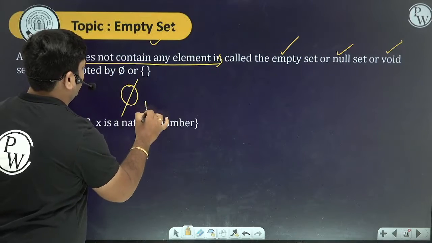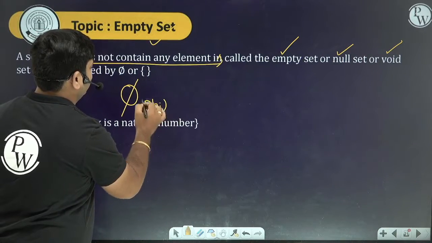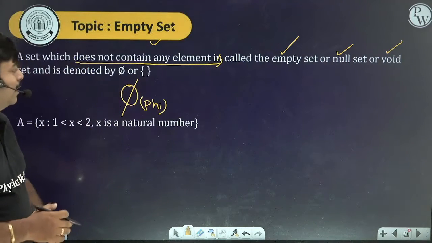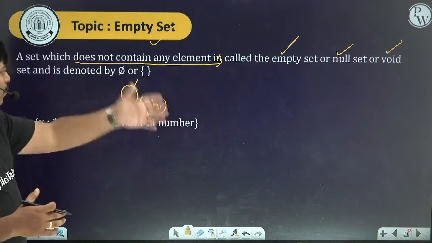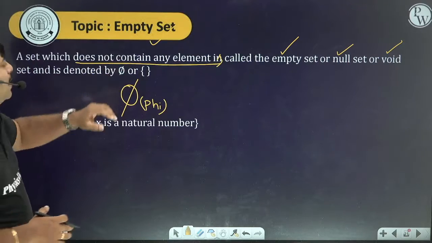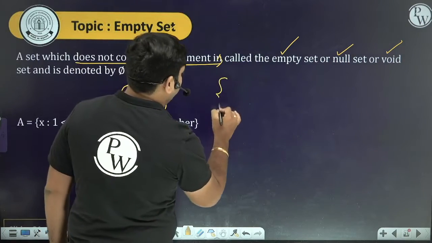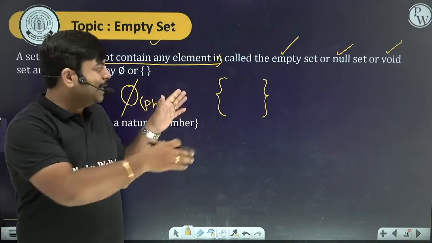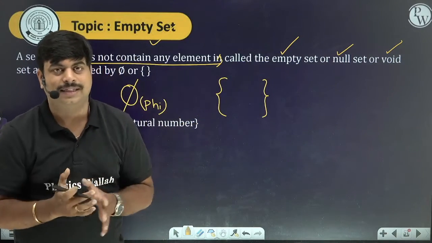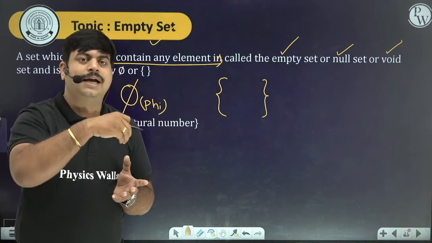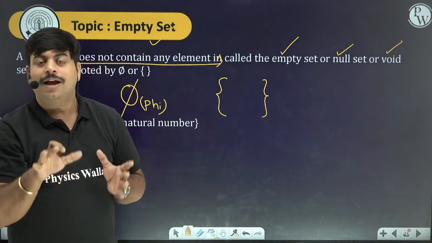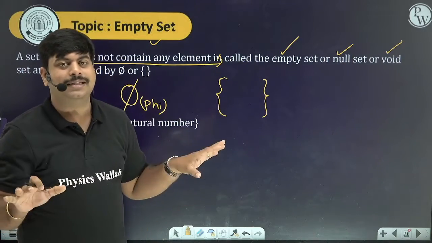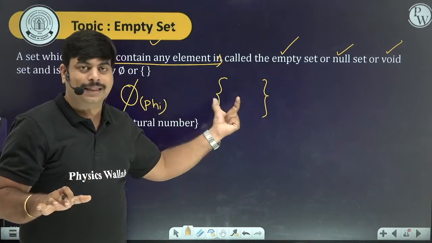This symbol is called phi, or whatever you want to call it. Sci-fi, you say, like sci-fi movies. So phi, and this is just empty braces. Why empty braces? Braces themselves define a set, and the elements inside are the elements of the set. Now I told you it is an empty set, so there are no elements inside it and you shouldn't write anything.